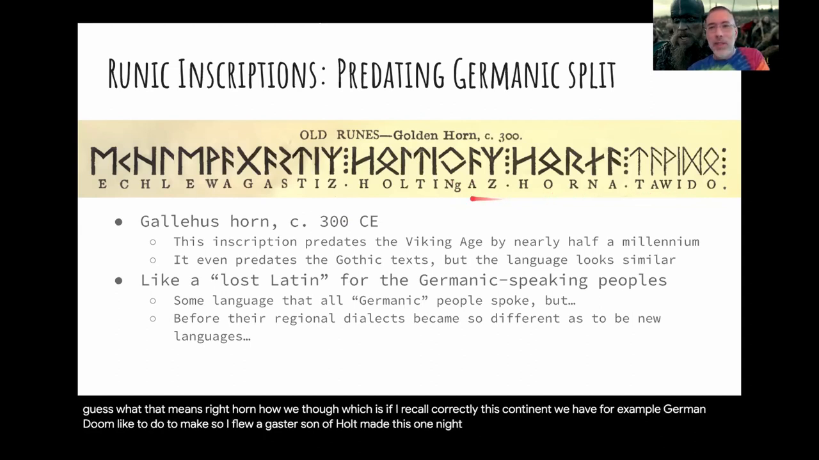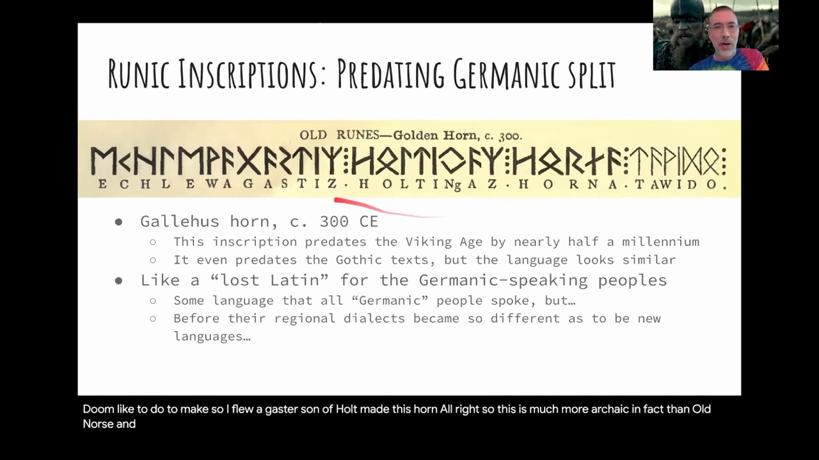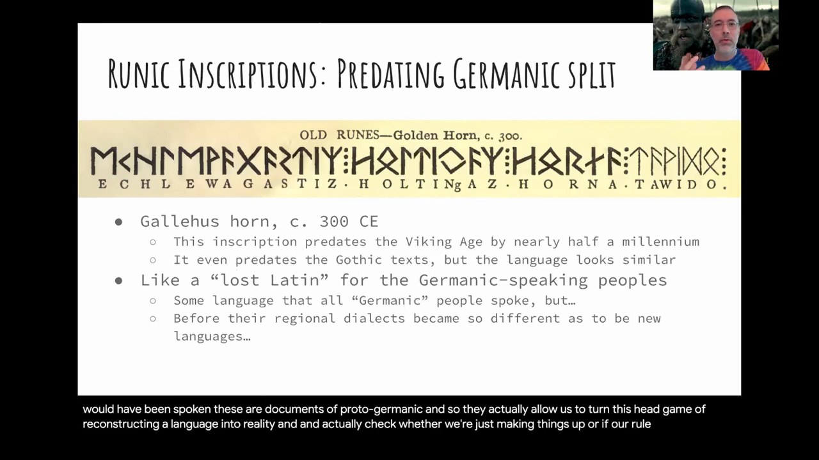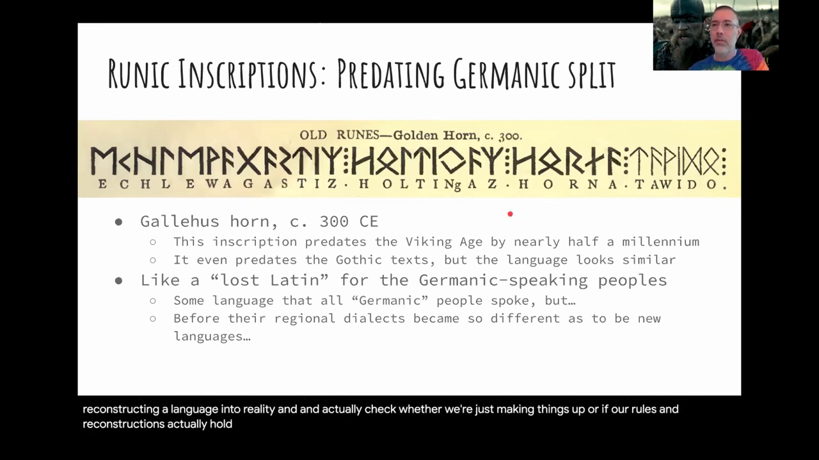Right? So this is much more archaic, in fact, than Old Norse, and it's more archaic even than Gothic. This comes from the time when we think Proto-Germanic, if it existed, would have been spoken. These are documents of Proto-Germanic, and so they allow us to turn this head game of reconstructing a language into reality and actually check whether we're just making things up or if our rules and reconstructions hold water. And for the most part, they do. And if they didn't, then we'd go back to the drawing board and revise our game, right?